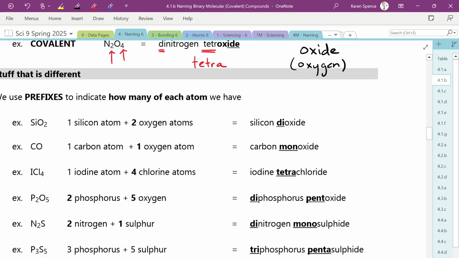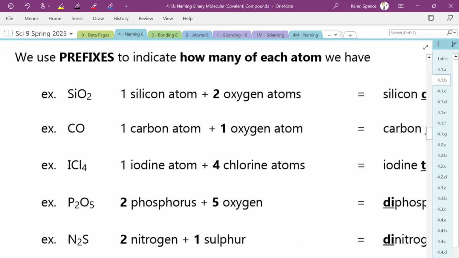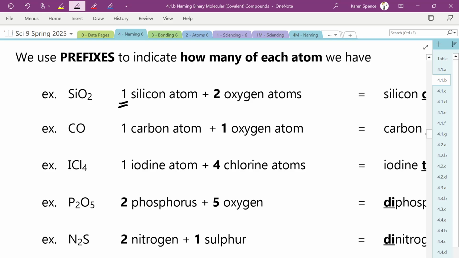Okay? So you can see here, there's just a bunch more examples. 1 silicon, no mono on the first word. So you see nothing there. 1 carbon at the front, no prefix on the first word. 1 iodine, no prefix on the iodine.